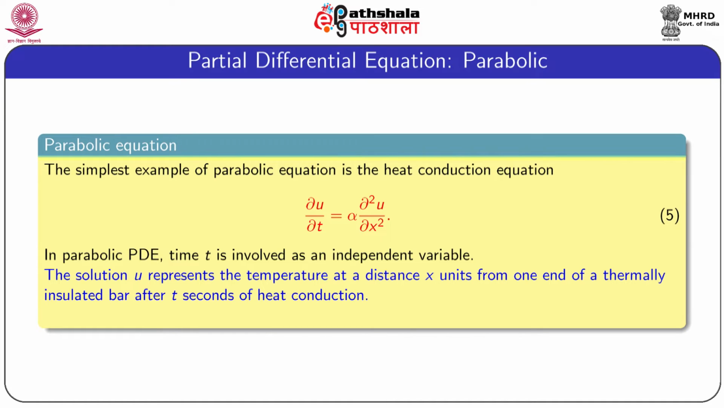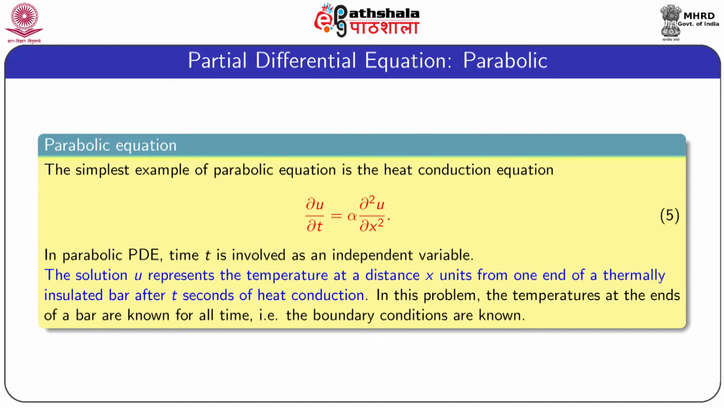So, this is a physical problem. U represents the amount of heat that was spread along the x direction at a particular time instant t. In this problem, the temperature at the ends of a bar are known for all time. That is, the boundary conditions should be given to solve this equation.